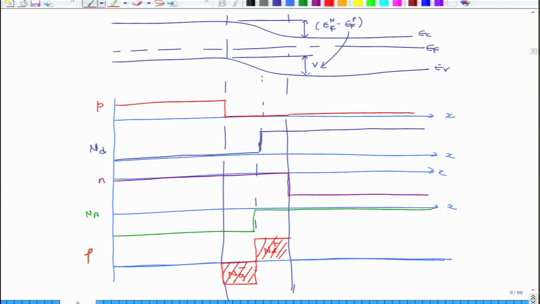Since you now have a positive charge and negative charge separated with respect to each other, if I now plot the electric field with a different color, if this is the interface, this is the electric field. It is 0 everywhere else, but it is not 0 within the junction. So this electric field prevents further diffusion of carriers into both sides. So you have two counteracting forces.